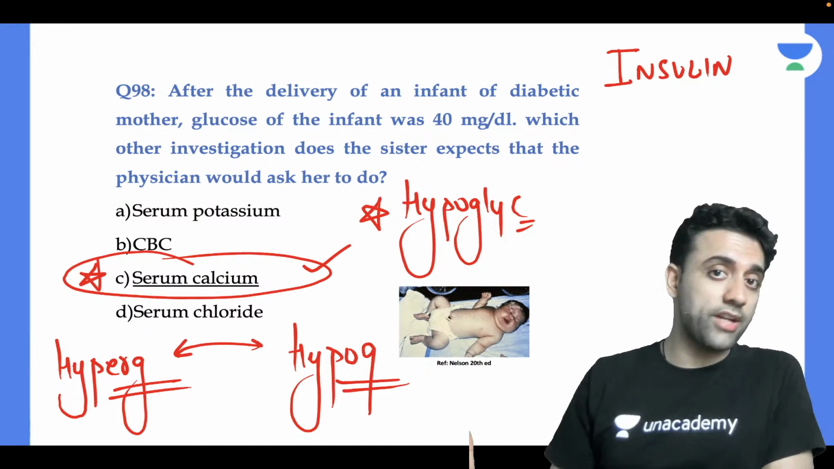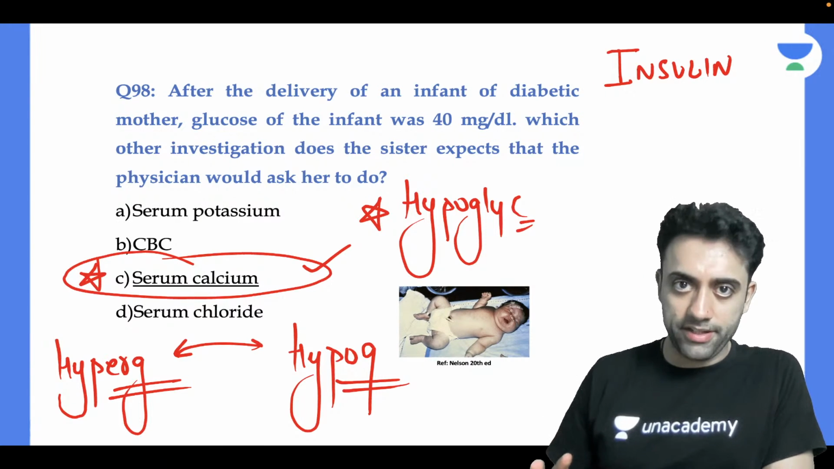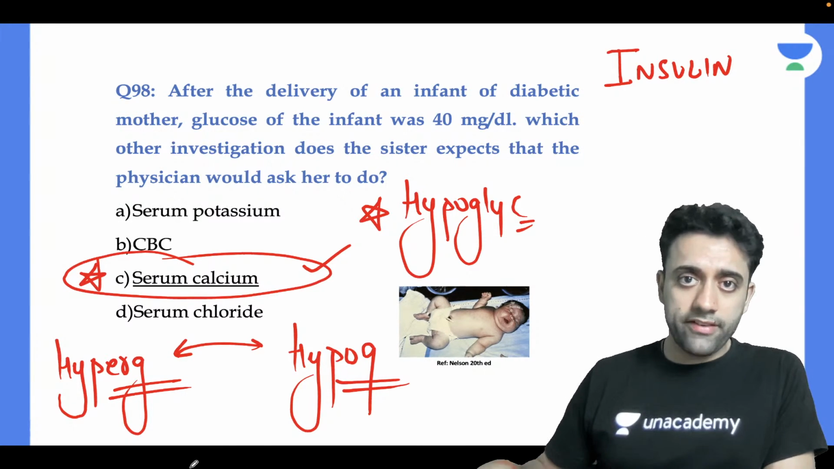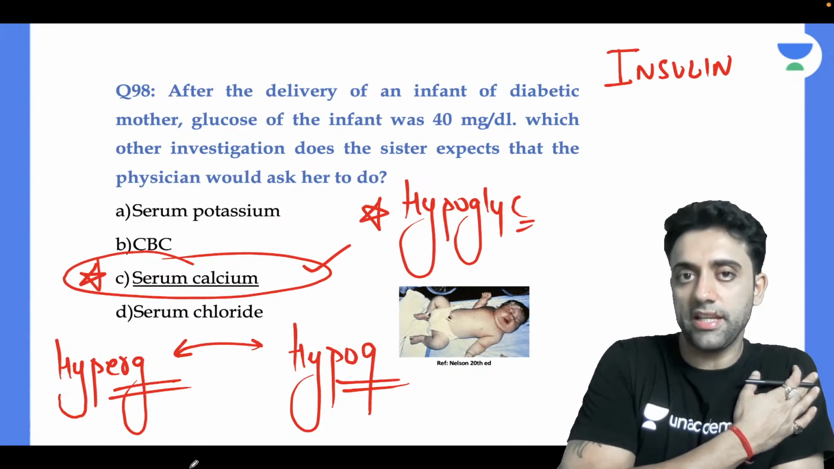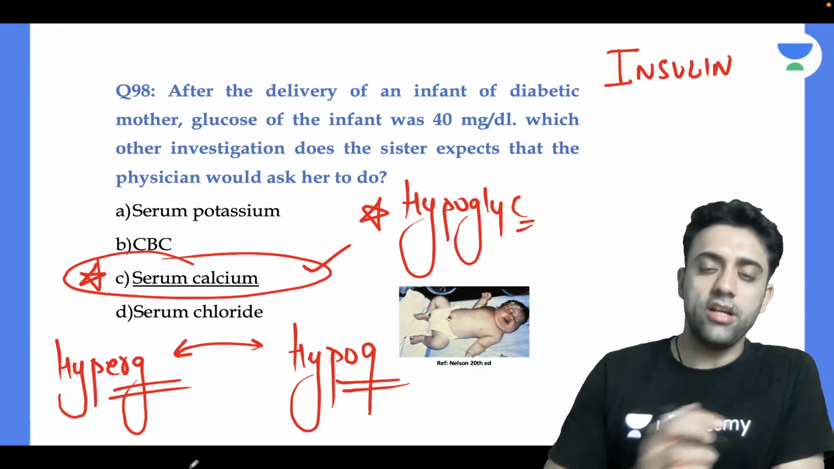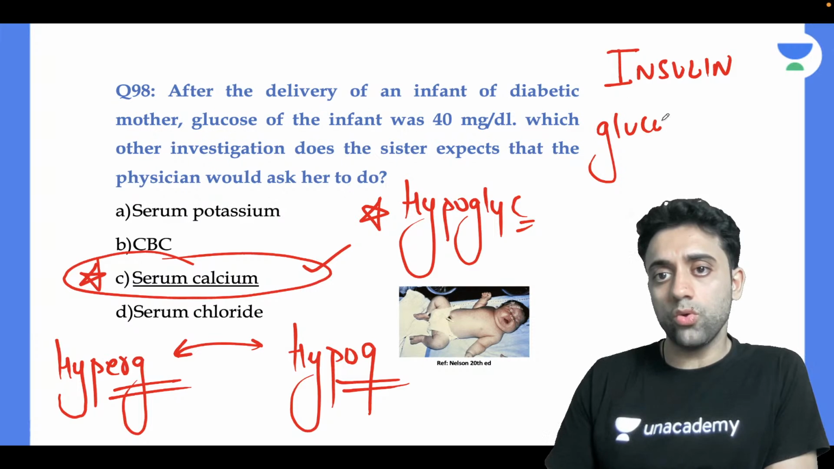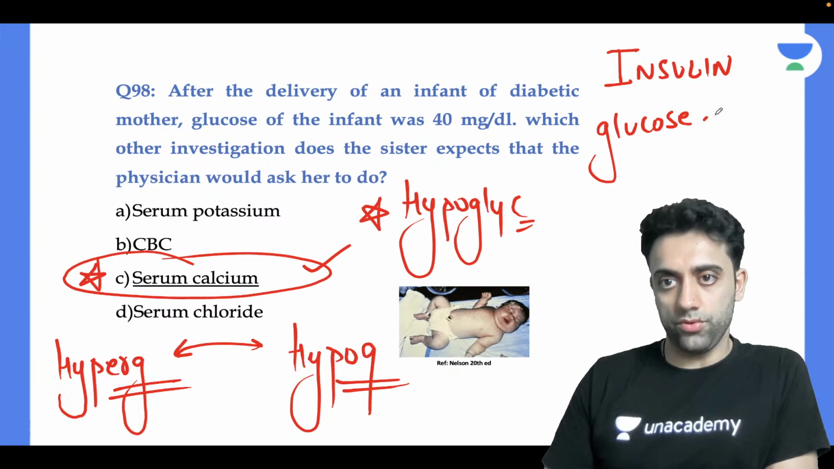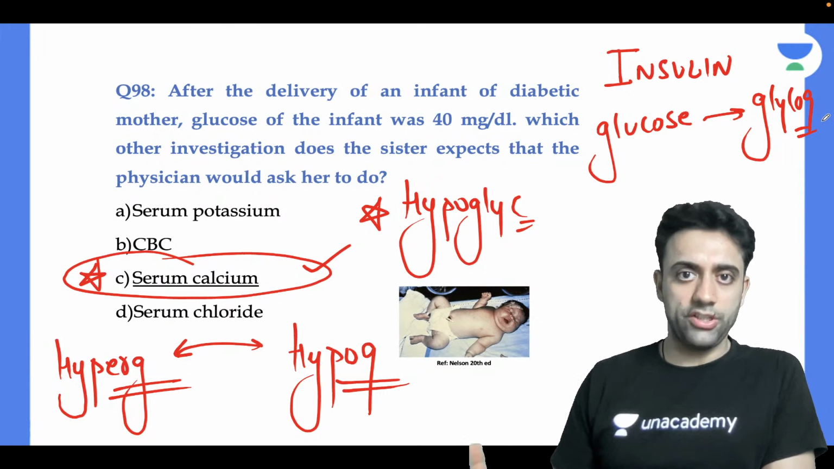And it should be remembered like a pearl. In a case of diabetic mother, number one, the mother is having diabetes. If the mother is having diabetes, she will be taking insulin injections. What is the function of insulin? Sir, insulin converts glucose into glycogen. Okay? Glucose into glycogen.